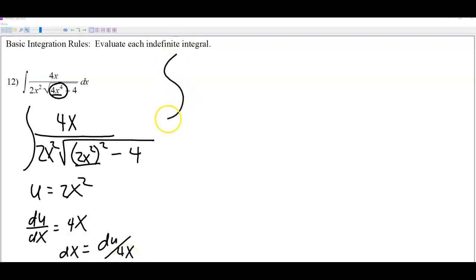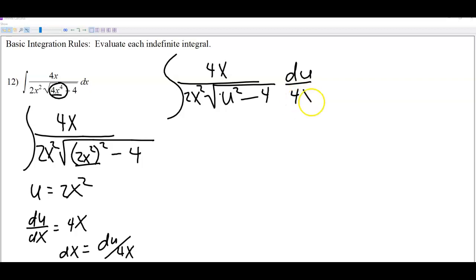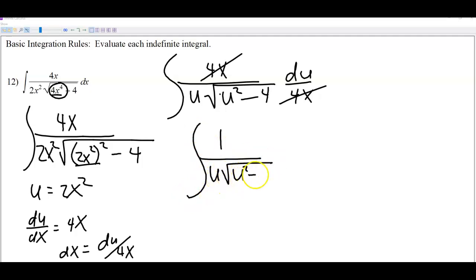So let's go ahead and do our u substitution here. All right, the 4x's go away. And I forgot something. Whenever we're going for an arcsecant, the u is in two places. Here's 2x squared, that's u, right? So I should have put a u here also. So let's take care of that. And now it looks more like a traditional arcsecant expression.